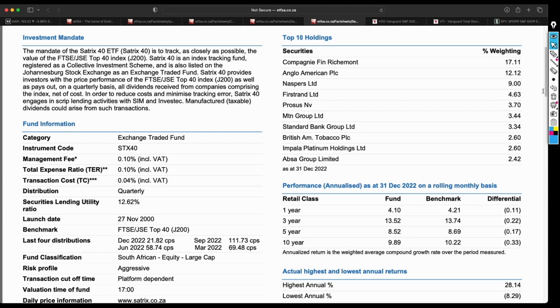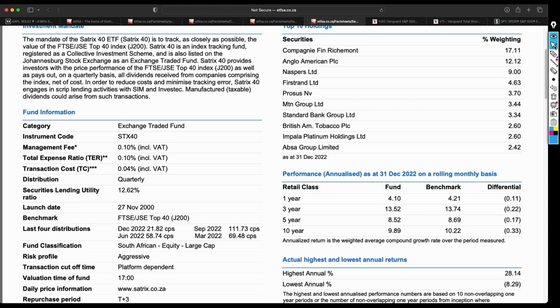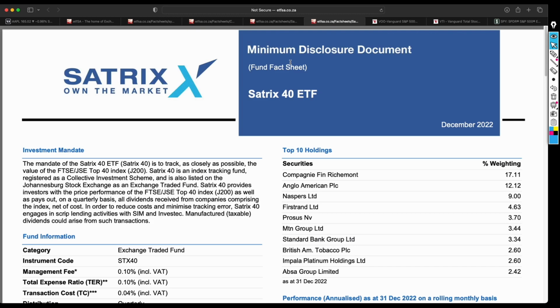So what you see here, like I said, is that it tracks most of the companies in the JSE by size, not necessarily by performance. Now we can see that these are the top 10 holdings of the Satrix Top 40 ETF.